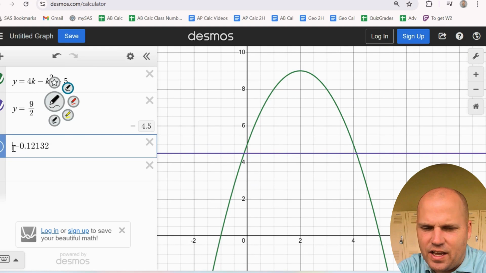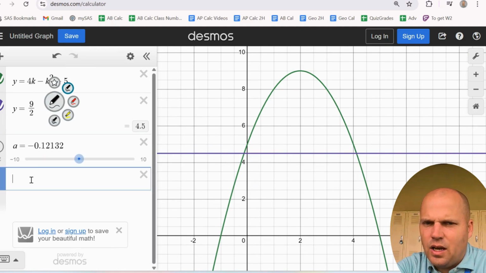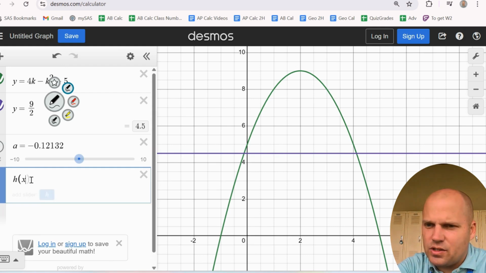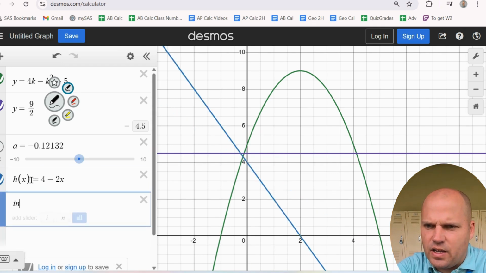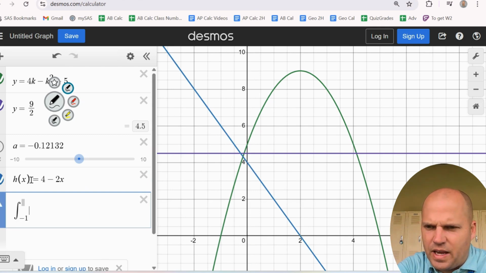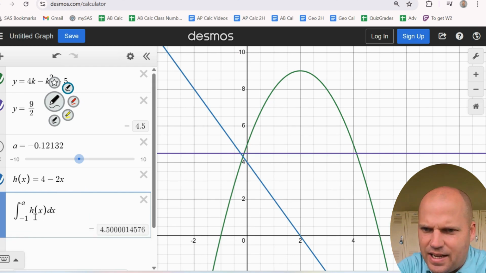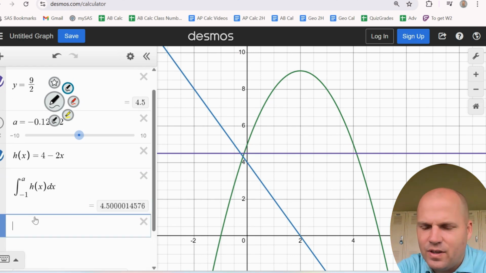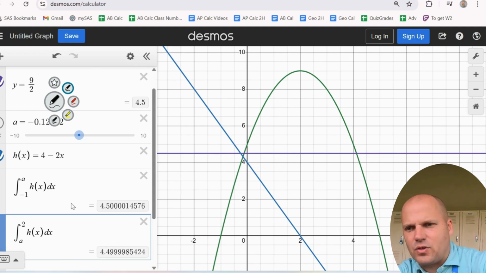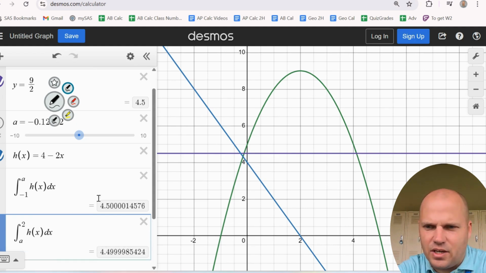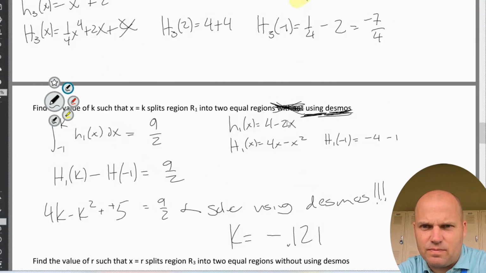Like, let me save this as A. I'll show you. The top was h of x was 4 minus 2x. If I accumulate from -1 to A, h of x, I get 4.5. Crazy. And then A to 2, I get 4.5. So it's a little off because this is a little off. There you go. So I'm sorry, but you have to actually use Desmos to solve this.